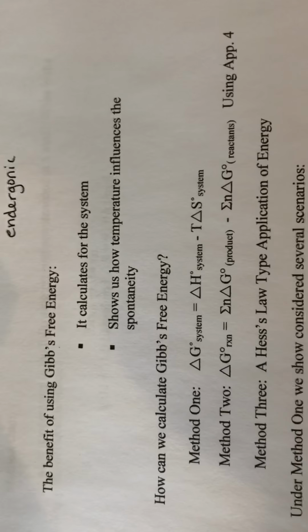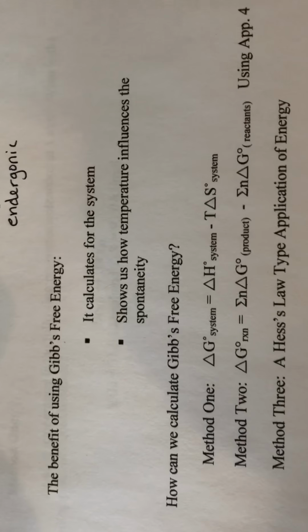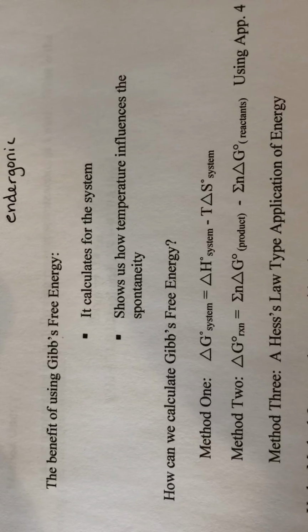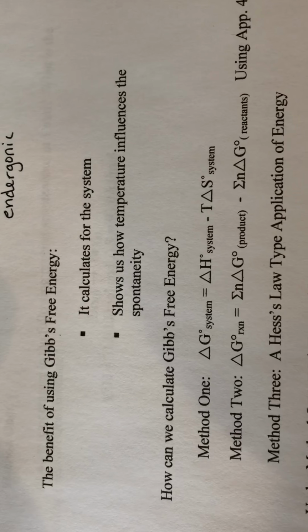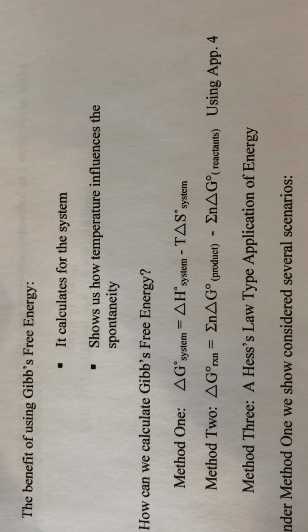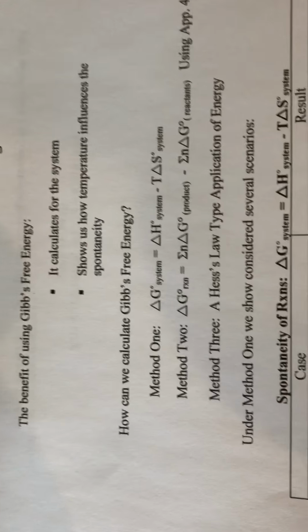The benefit of using Gibbs free energy is that it calculates for the system. And remember, that's really what AP is going to focus on: what is the delta H of the system? What is the delta S of the system? What is the delta G of the system? It shows us how temperature influences the spontaneity of a reaction. So that's another reason it's important.